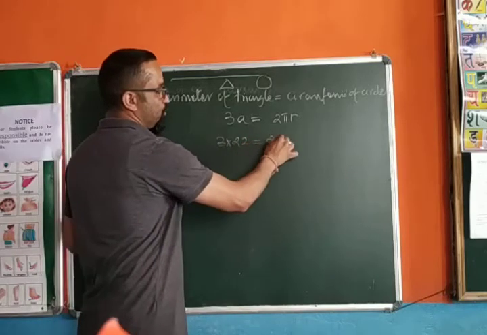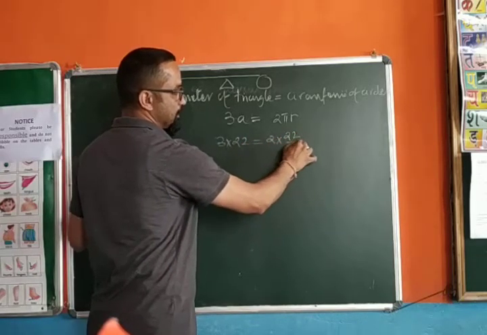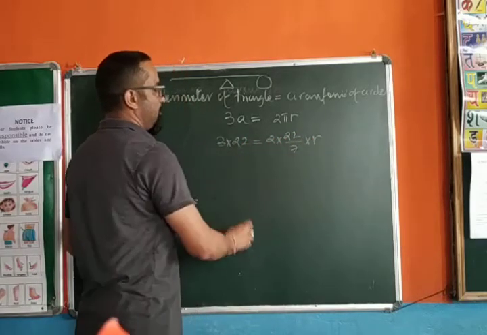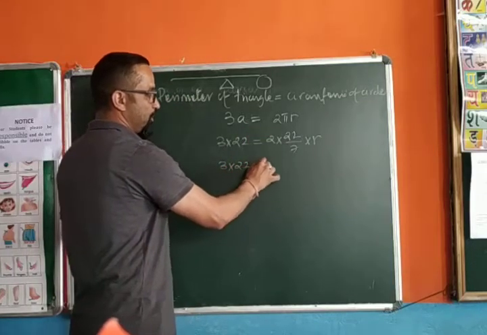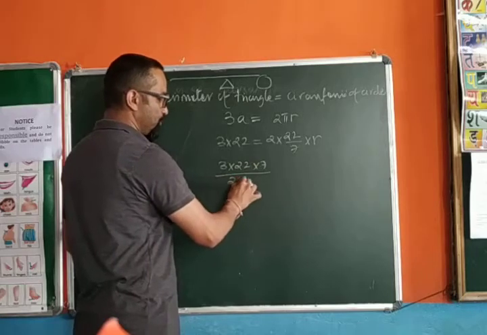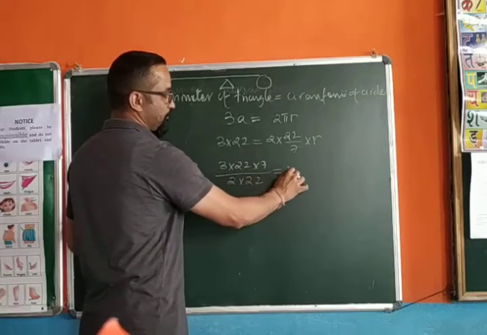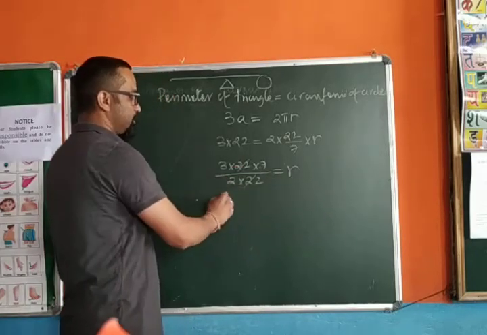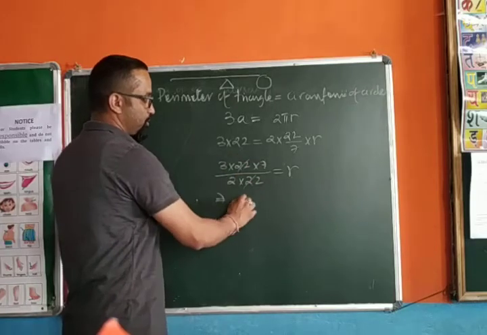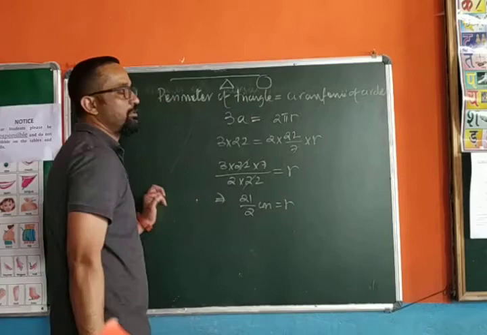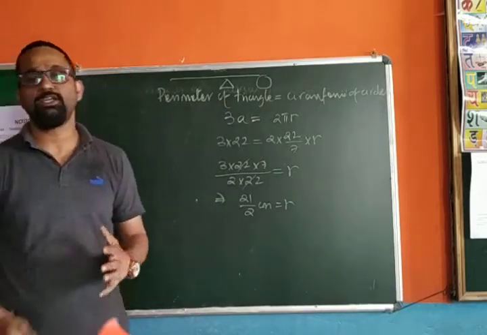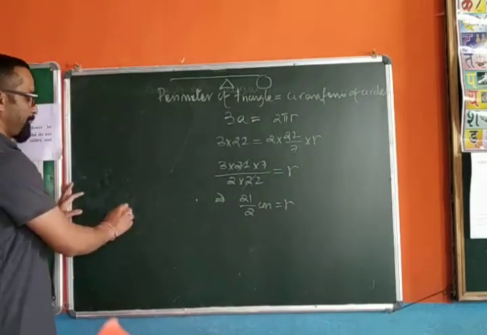3 into 22 equals 2 into 22 by 7 into r. Make r the subject of formula. 3 into 22, 7 divided by 2 into 22. 22 cancels. 7 into 3 is 21, divided by 2 centimeters is the radius of the circle. And once you know the radius, you can calculate the area.